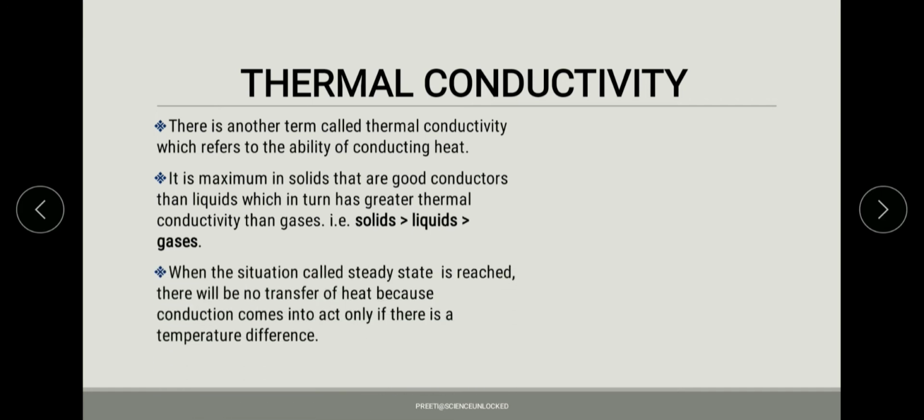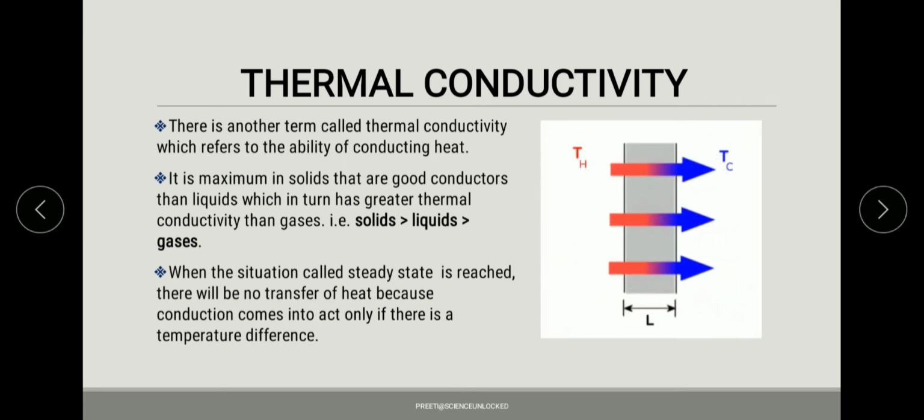And whenever we talk about thermal conductivity or heat transfer, it is the condition where the heat is transferred from the hotter part to the cooler part of the object. This process will keep on going till a steady state is reached. That means no more heat transfer can take place because it has reached its maximum possibility.